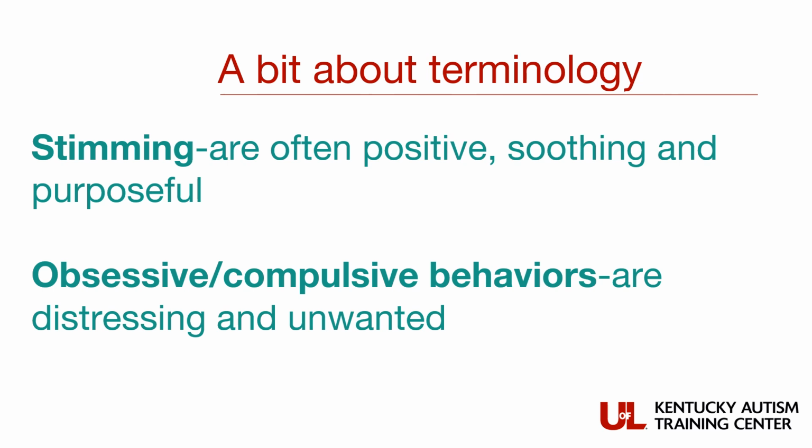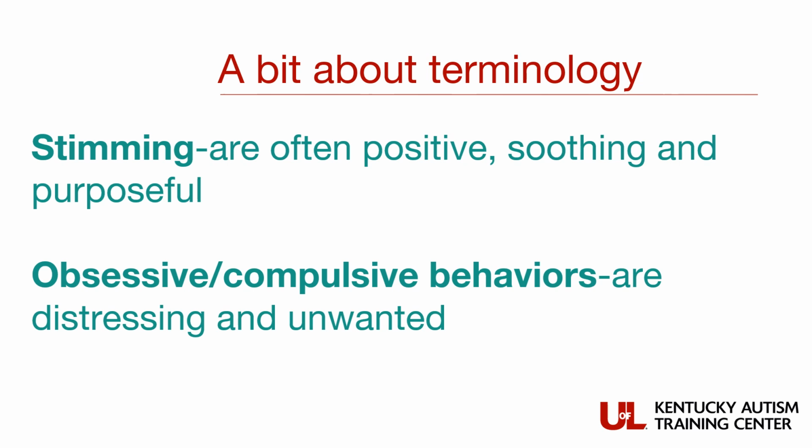I was recently asked in a training what the difference is between stimming and those obsessive compulsive behaviors, so that's why I have that second one up there. Obsessive compulsive disorder is really a distressing, unwanted behavior where people feel they have to repeat those behaviors. Where an autistic person is typically doing it as a positive, soothing, purposeful thing, there's just that difference there.